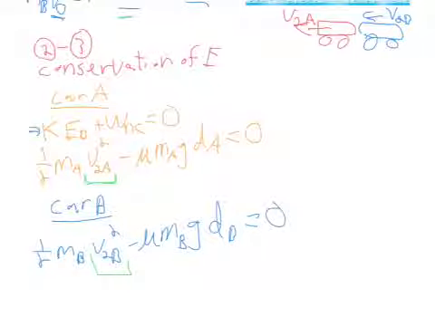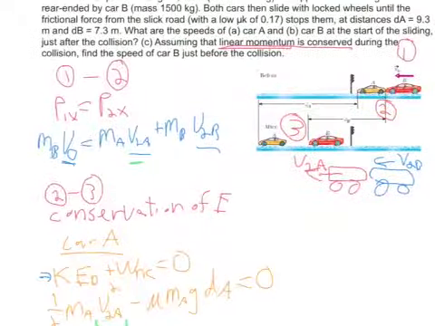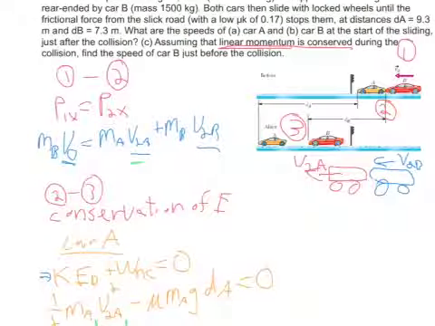Once you get V2B, you'll come back up here and you'll have V2A and V2B, and then you can solve for the initial velocity. Oh man, that's a beautiful problem. I love it. Lots of different parts all working together.